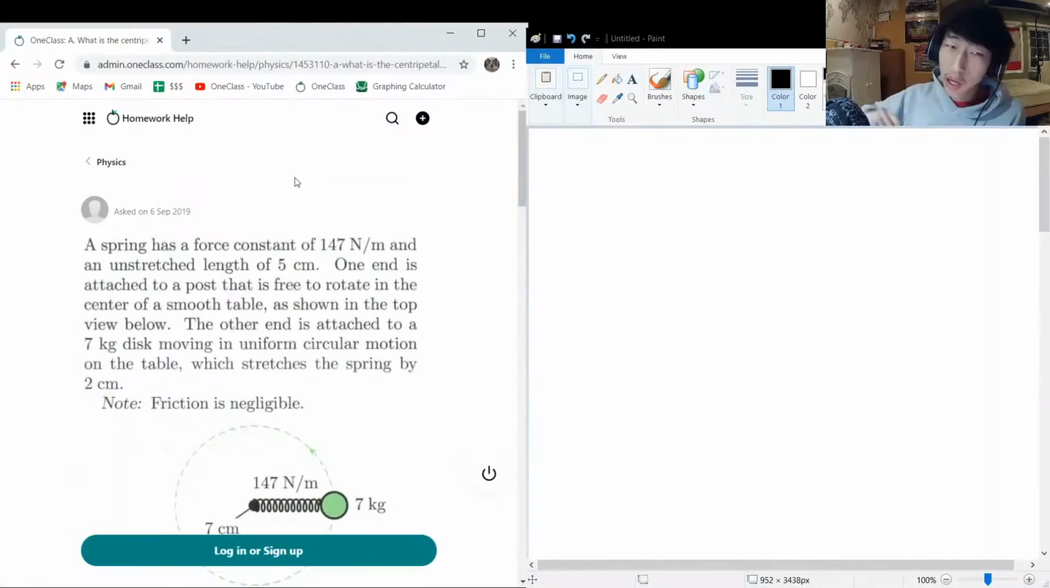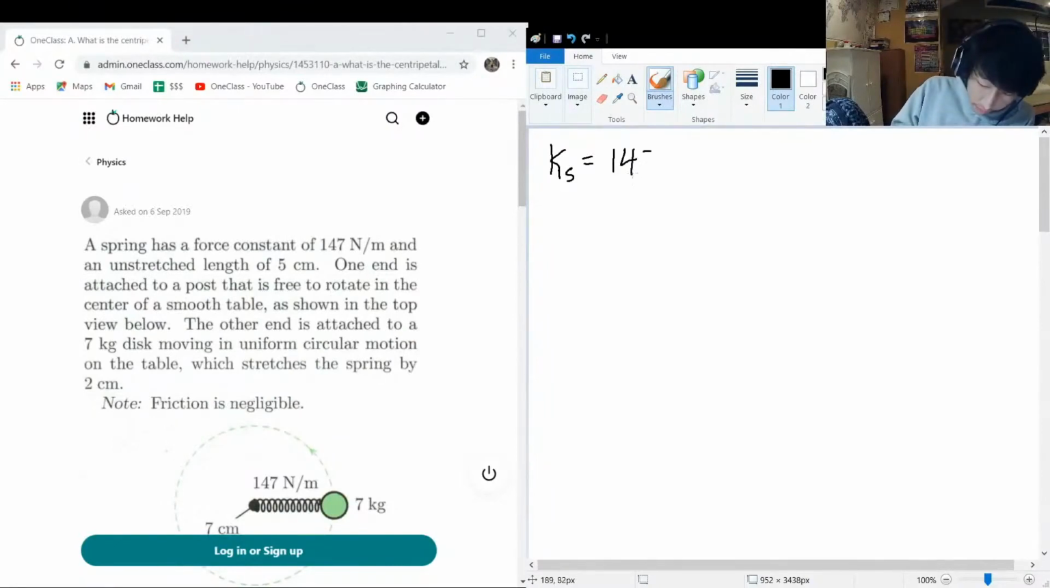The first thing that we got going on is the spring has a force constant of 147 newtons per meter. Let's call that K. Typically, K is what you use to represent a spring constant, so let's call that Ks for constant spring. We don't use C because C is used for the speed of light and for charge, so we don't want to be too confusing, so we use K. And we know that we have 147 newtons per meter.